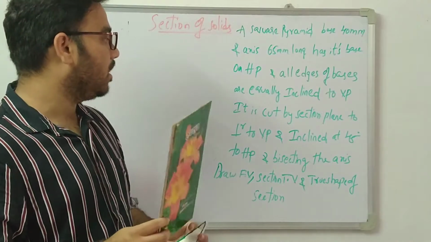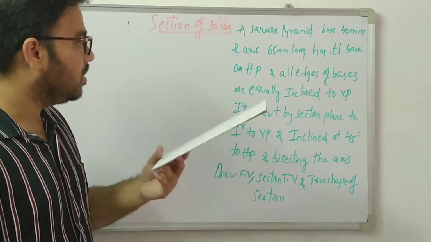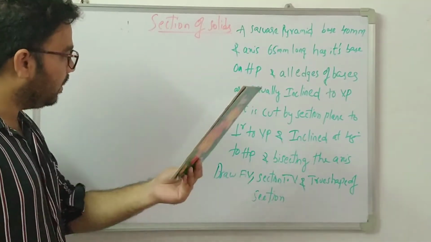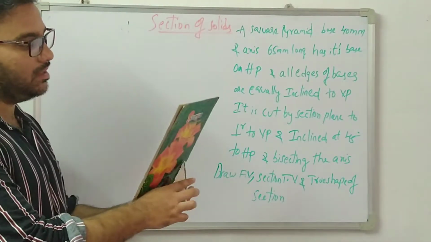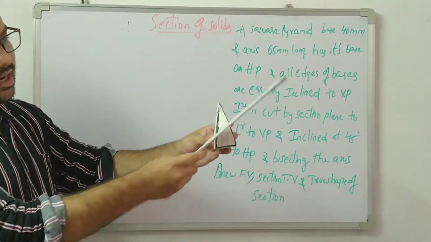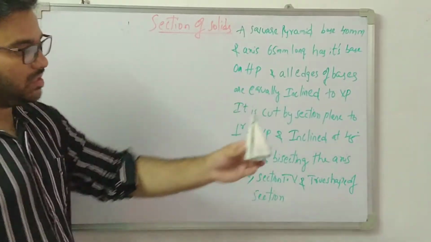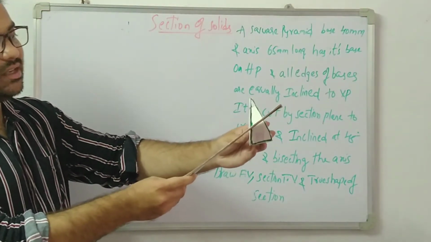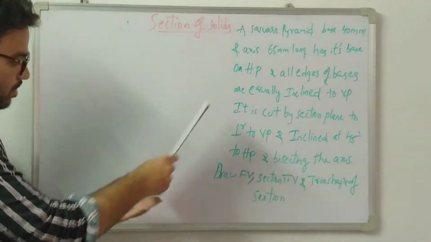The cutting plane is perpendicular to the VP and inclined 45 degrees to the HP. So the cutting plane is perpendicular to the VP and inclined to the HP. Whatever my axis is there, I am cutting like this. This is my square pyramid. I started to cut like this. It is inclined to the HP.